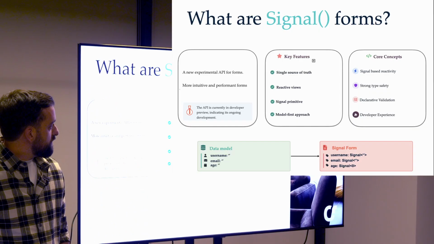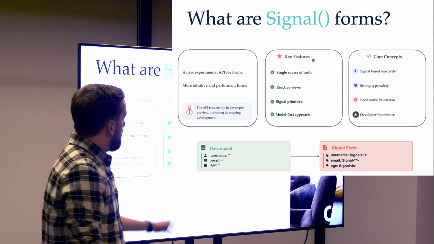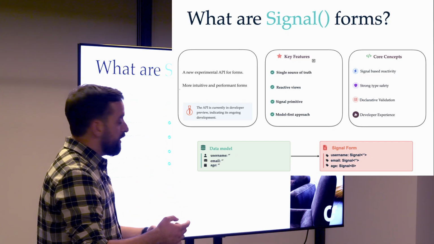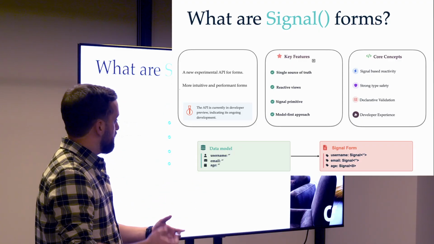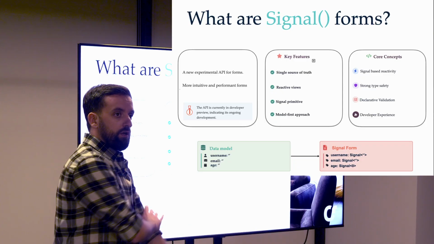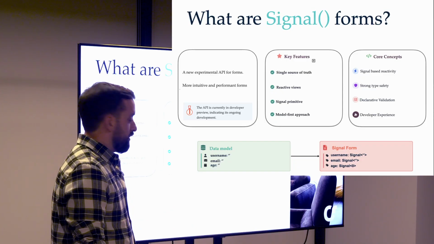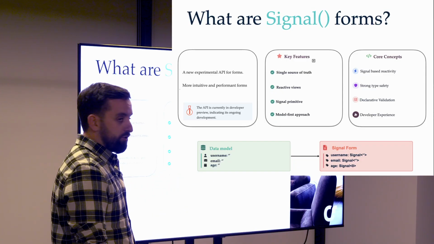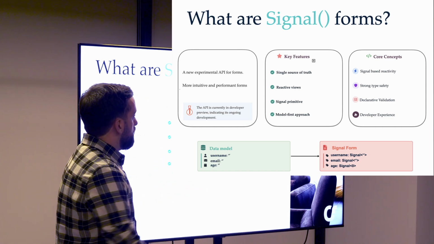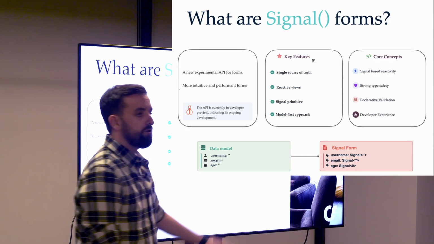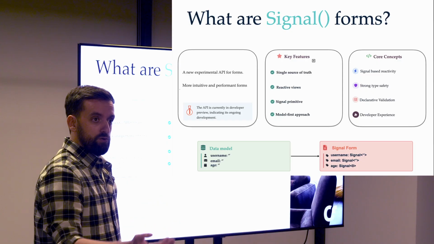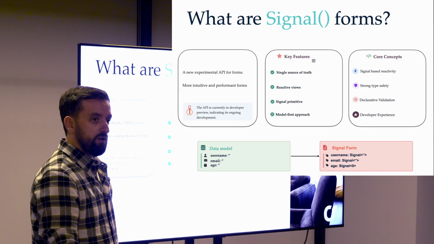Some of the key features of Angular forms are that they have a single source of truth. They have reactive views, which means that when you bind to the template, it immediately changes the validation and the error handling. It uses signal as a primitive type. JavaScript promised that it will include signal as a primitive type in the future, not just as a non-primitive, and it uses the model-first approach. Also, it has strong type safety, which is one of the key reasons why we use TypeScript, because it's based on the type safety promise.